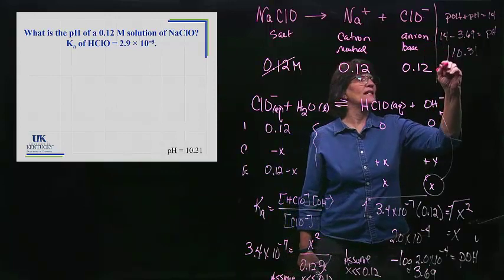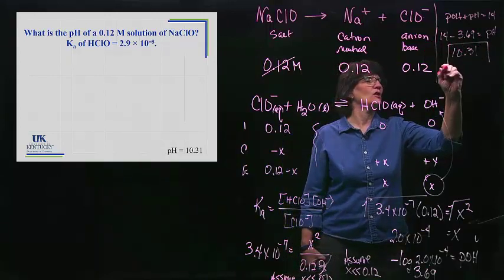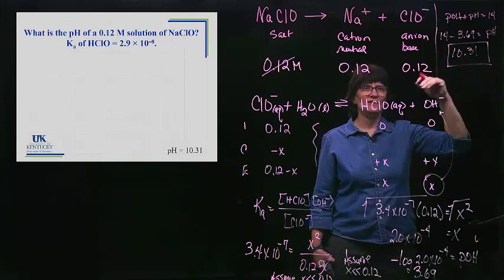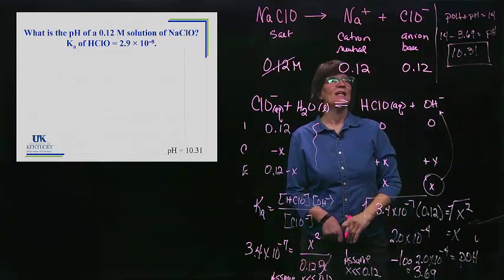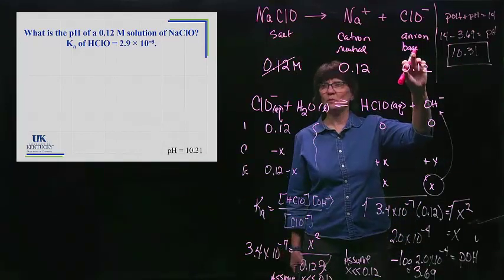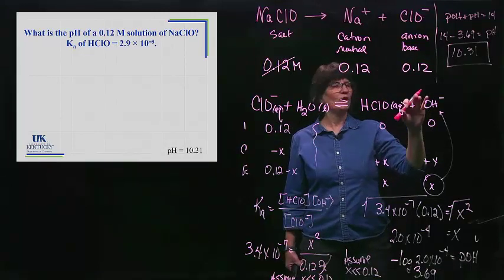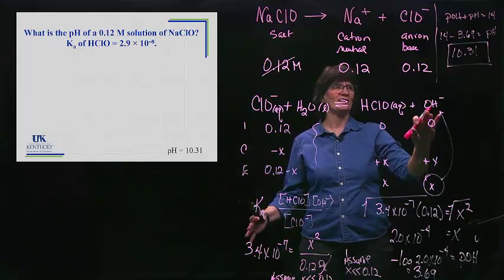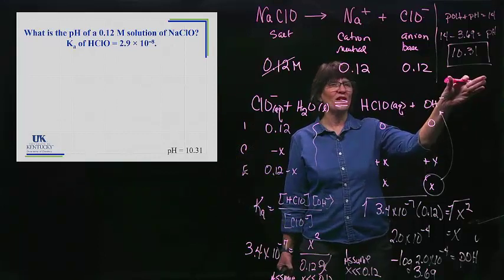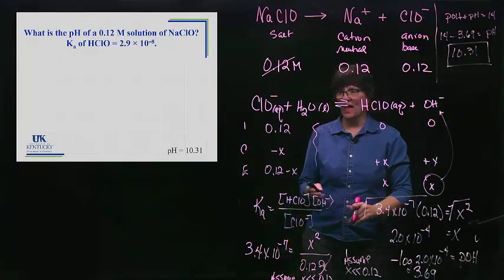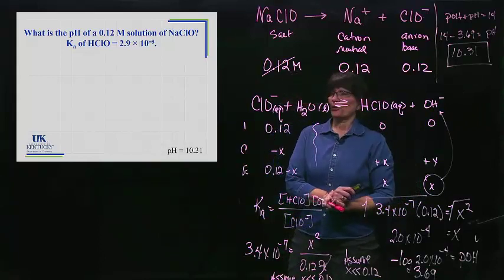Now let's think about it. Is that a reasonable value for pH? 10.31, if it's above 7, it's basic. Did we establish that this solution should be basic? Yes. Is this a base reaction? Yes. Did it increase the OH minus concentration? Yes. It's a basic solution, so we should have a pH above 7, and that is the correct answer.